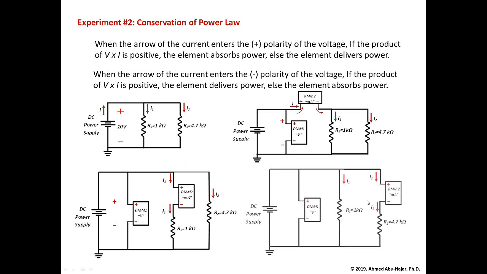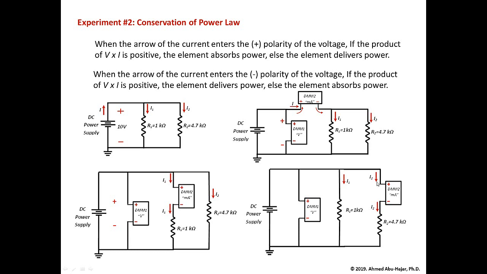When we do that, you break the circuit from the top, so the resistor becomes here. You want to place the DMM in series with R2. So I2 will flow through the DMM and leaves the DMM into the resistor. So basically the DMM is in series with the resistor.